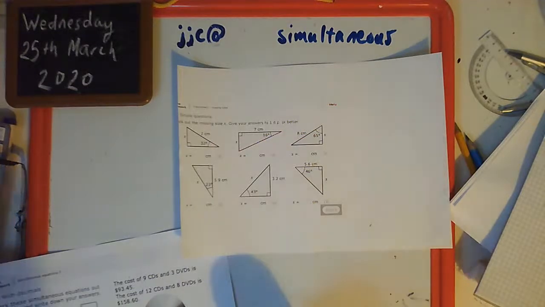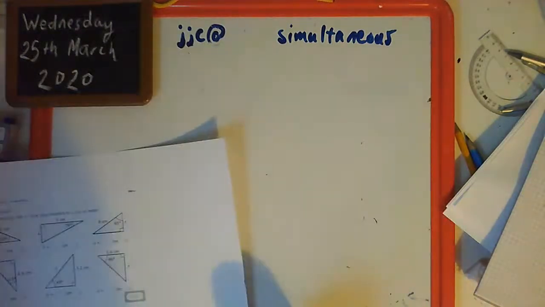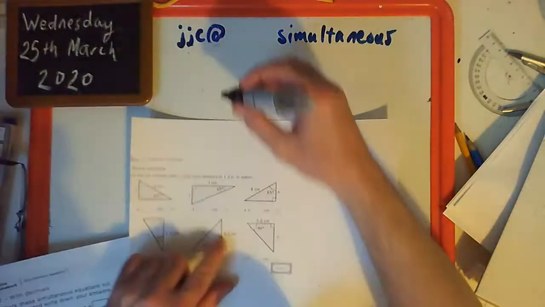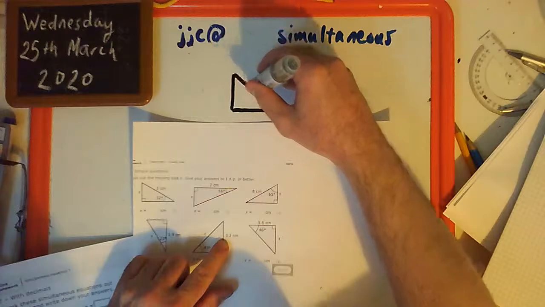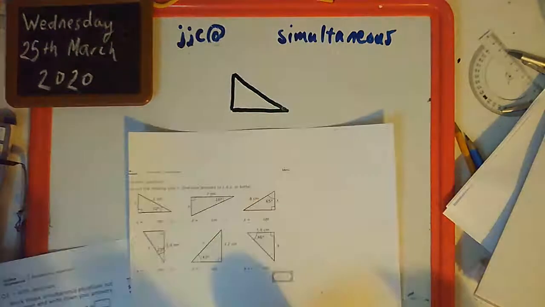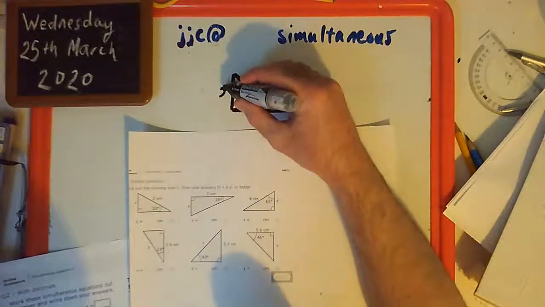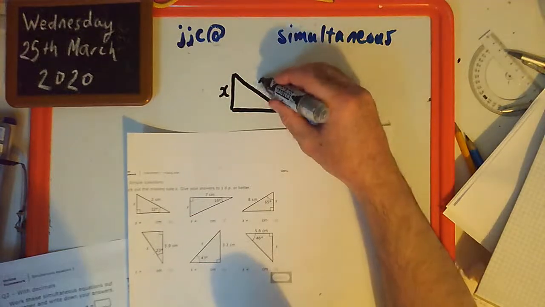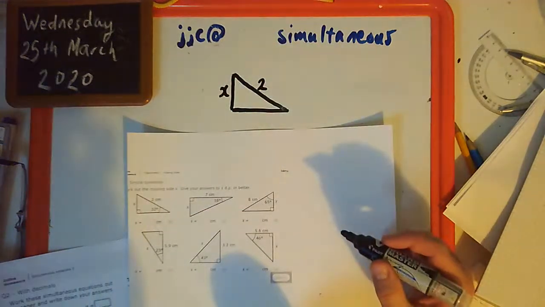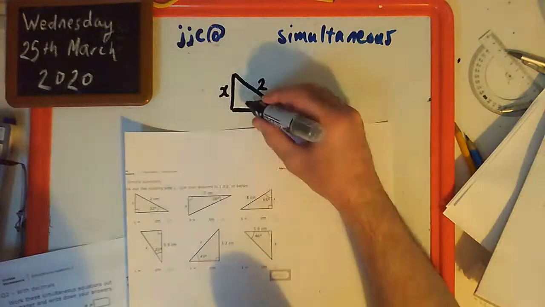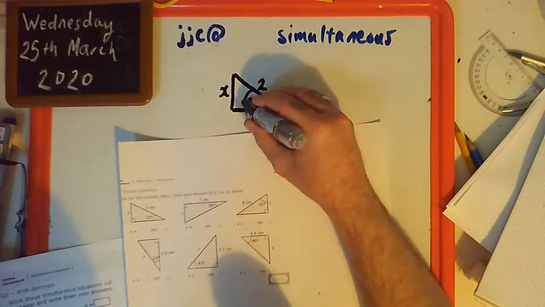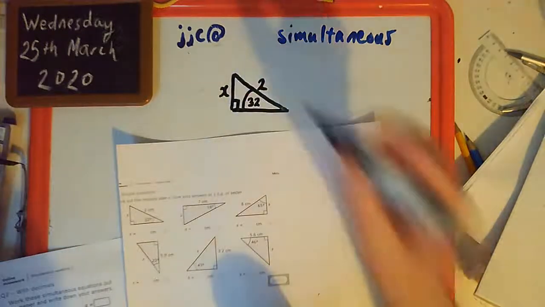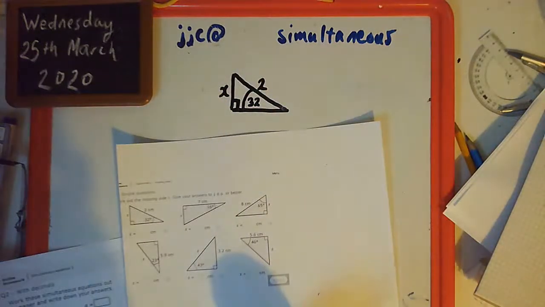Nope. Okay. So first question has got a right angled triangle, which should really be using a ruler for, but it's got an X and then a 2, which happens to be centimeters, and then it's got an angle in there of 32, and then the right angle's obviously there.